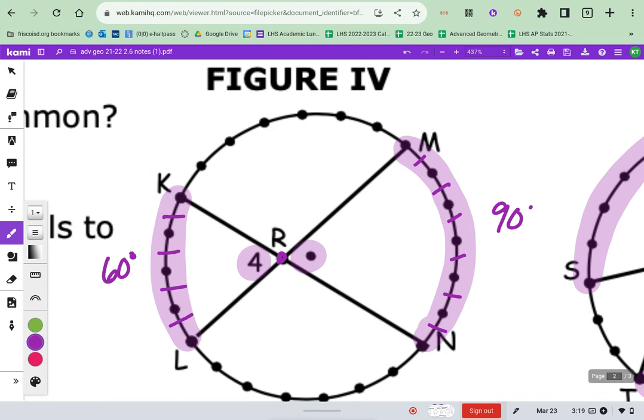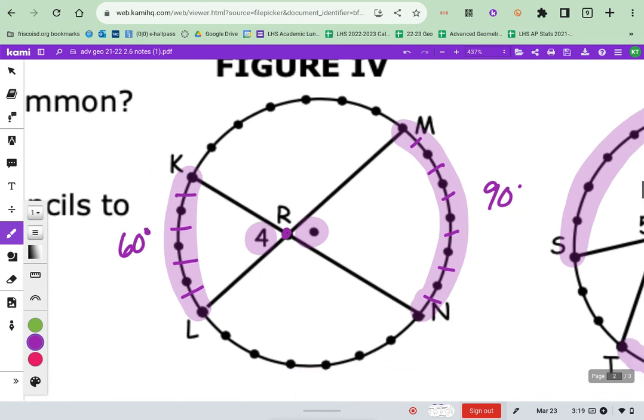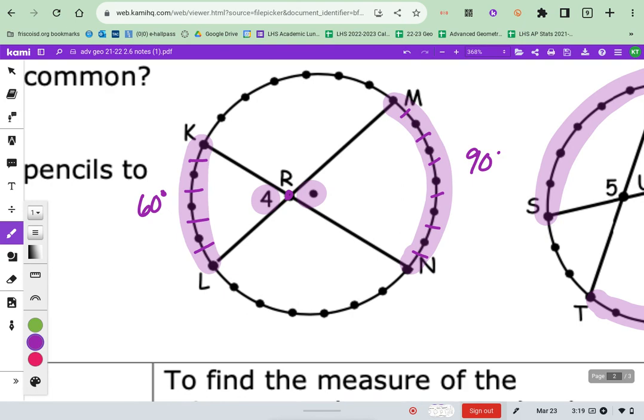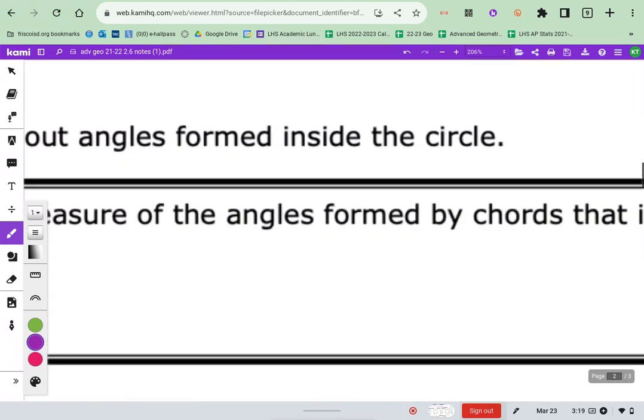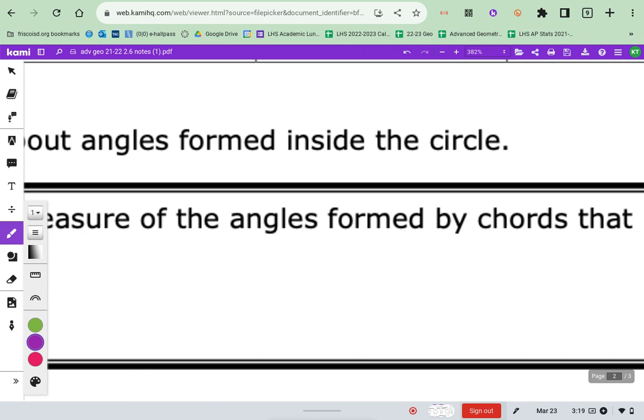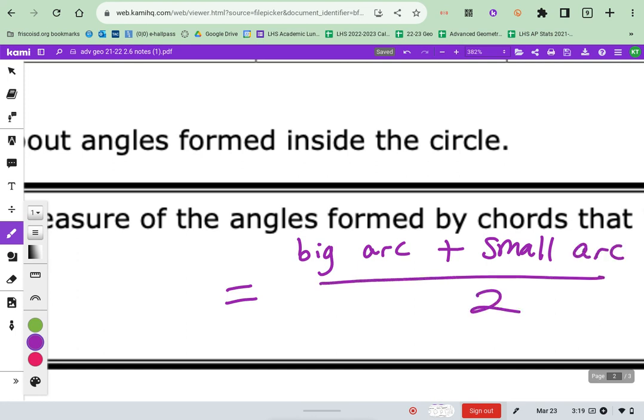90. Okay, so here we go. Some were very close to figuring it out. Some did figure it out. But angles inside are equal to your big arc, and here's the change, plus your small arc, divided by 2.